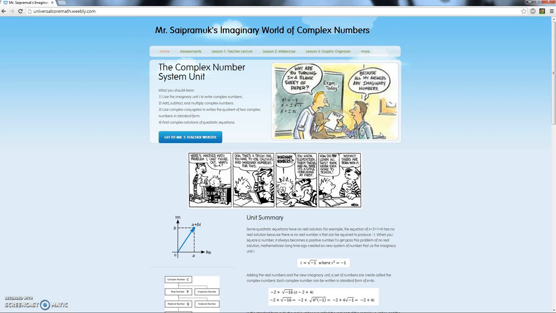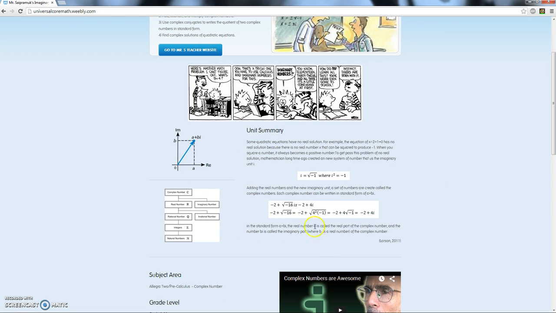But as we will see, imaginary numbers are just a way for us to write basically what a negative square root number is. That leads to what the unit summary is. Here it defines what the unit is.